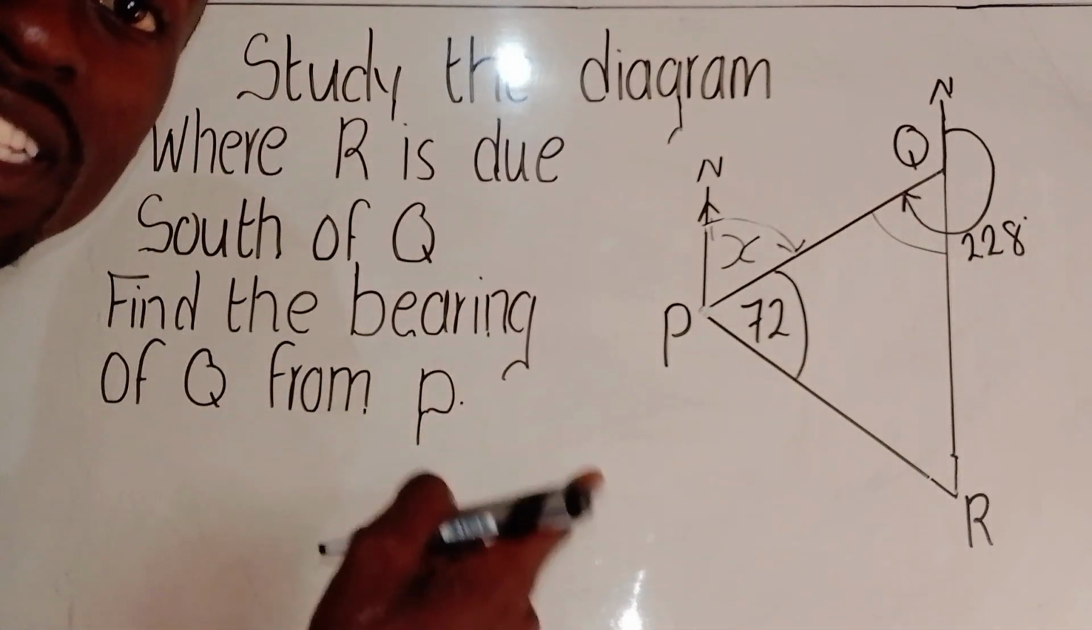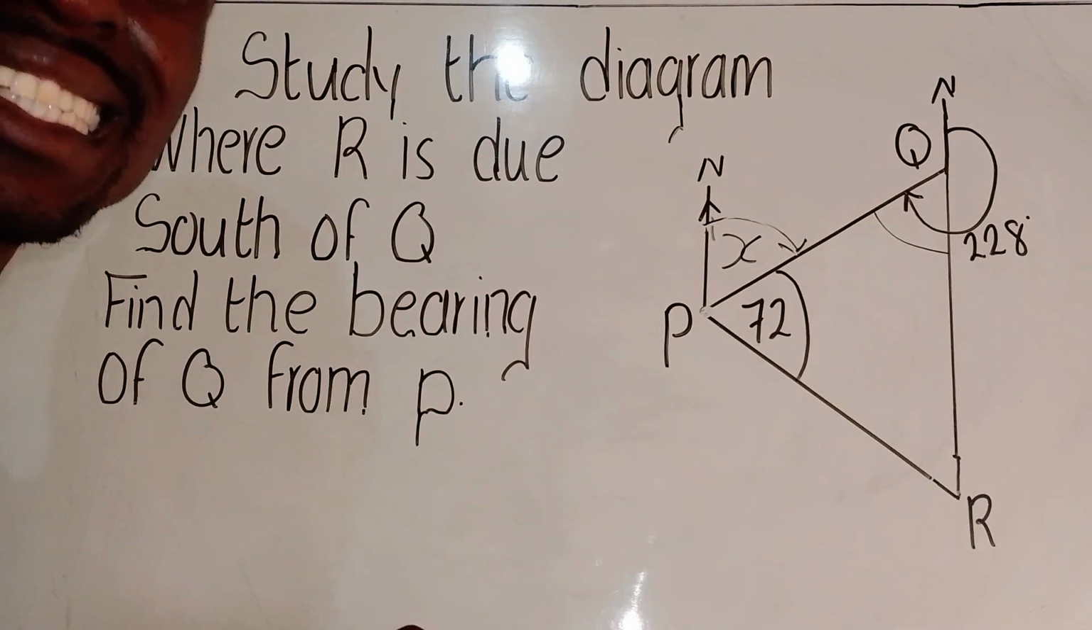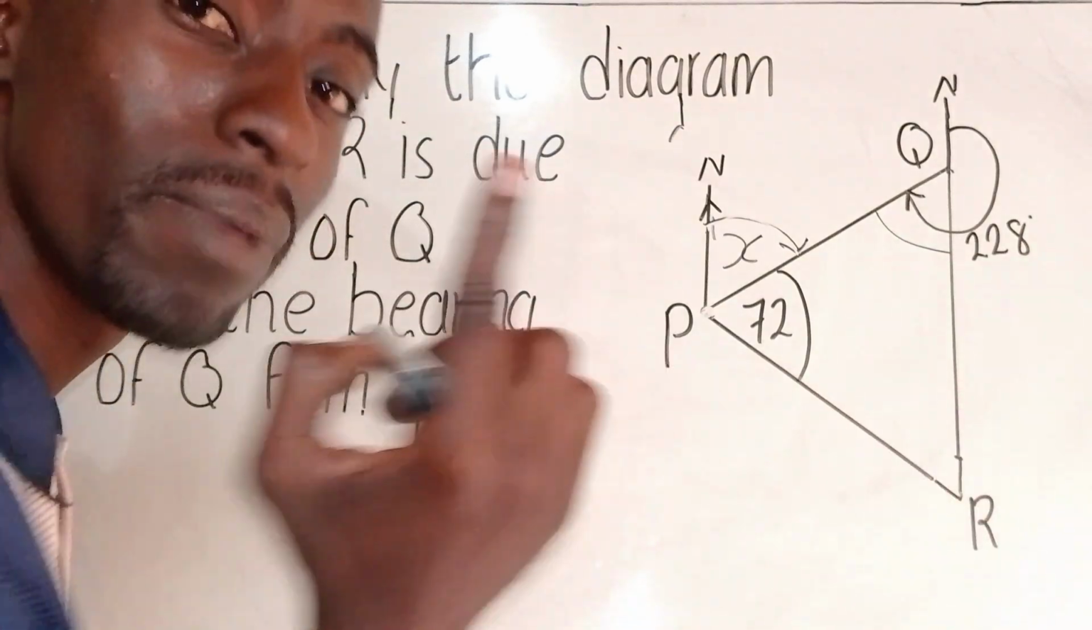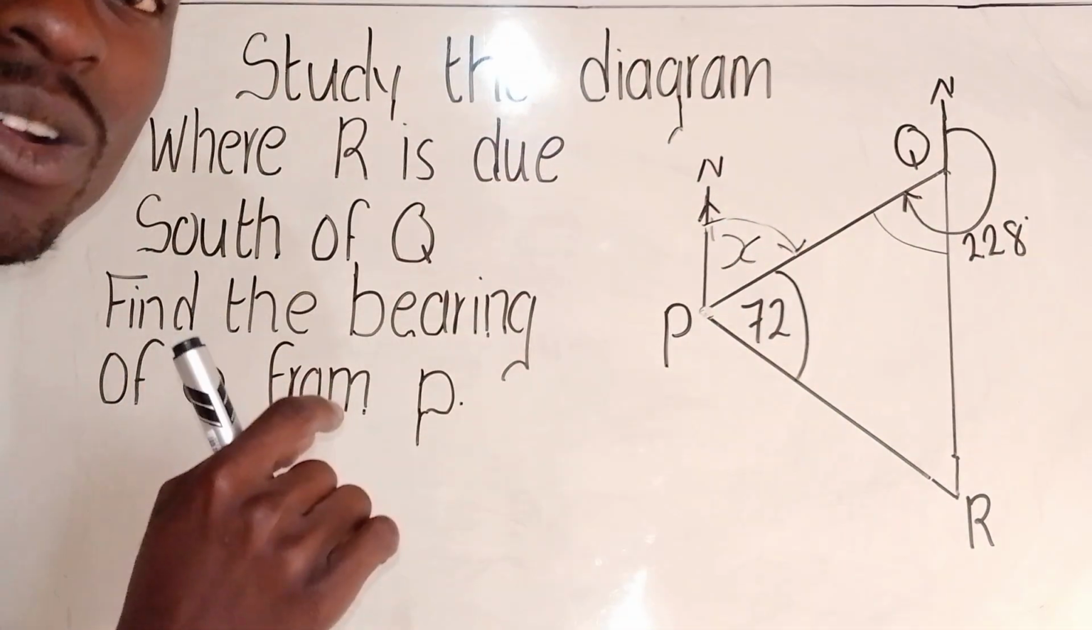In simple terms, this rule, we call it what? Alternate angles. In simple terms, it's what we call the Z rule. It's a Z like this. You have seen. So meaning that if we find this angle, we have also solved for this angle there.